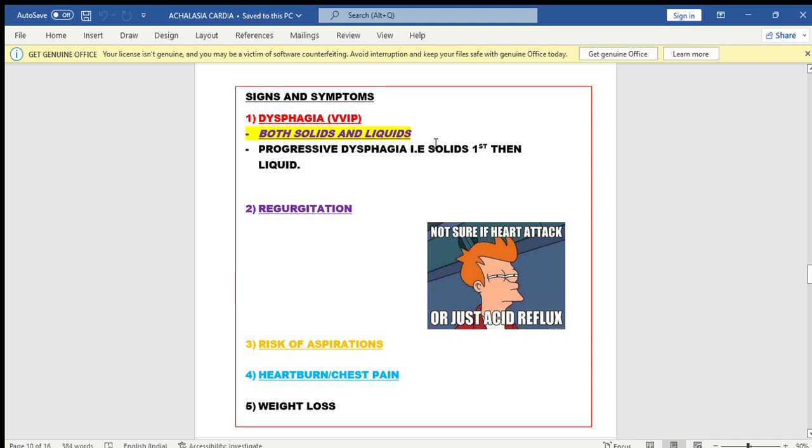You're going to have dysphagia both to solids and liquids. The dysphagia can be to solids first followed by liquid. You can have regurgitation of food. You can have heartburns and chest pains. There can be risk of aspiration leading to aspiration pneumonitis, and there can be weight loss.